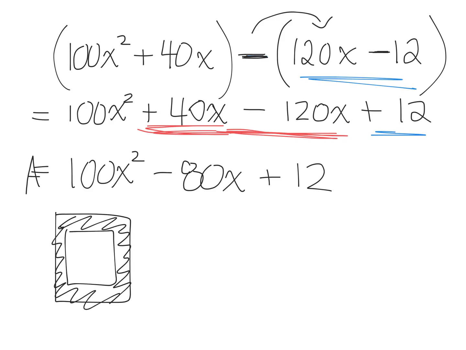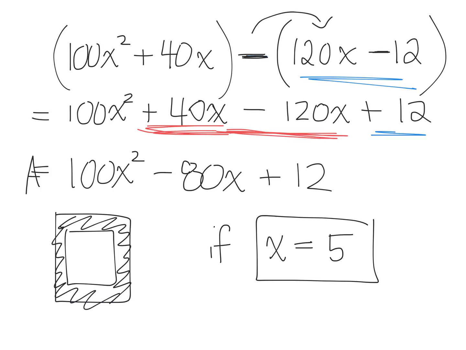Okay? So the second part to this, if x is equal to 5 centimeters, what's the actual area then? What are you going to do with this number 5? Plug it in where you see the variable x, okay? Plug in the value of x now and tell me what the actual area is going to be equal to, now that you know what x is equal to.